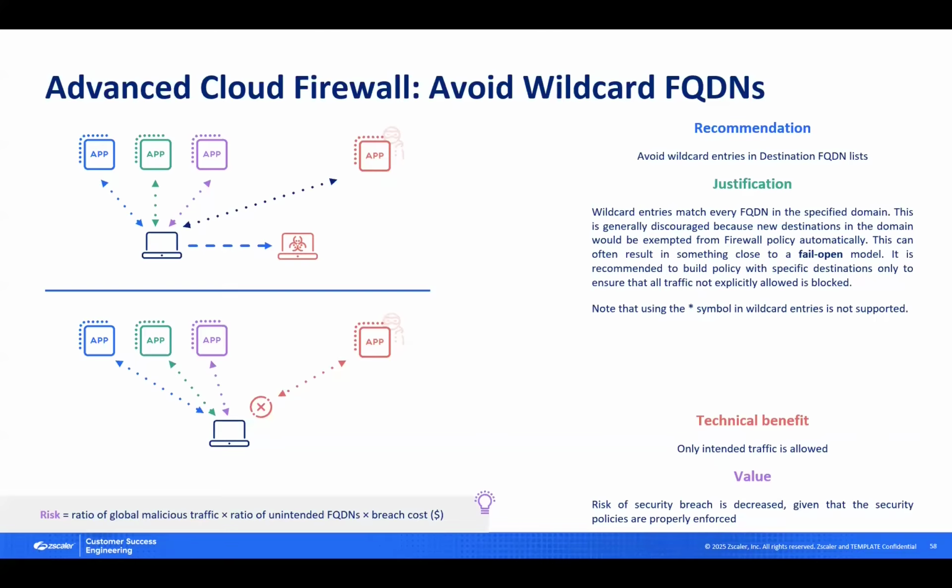Finally, also for Advanced Cloud Firewall, it's important to avoid using wildcard FQDNs in the destination FQDN lists. This is because wildcard entries will match every FQDN in the specific domain, which will result in new destinations in the domain automatically being exempt from firewall policy. This can often result in something close to a fail-open model, and is heavily discouraged from a security perspective. It's recommended that you build policy with specific destinations only to ensure that all traffic that is not explicitly allowed is blocked by the firewall module. Note also that when configuring wildcards, the star symbol in wildcard entries is not supported. The correct format is to use a leading dot.